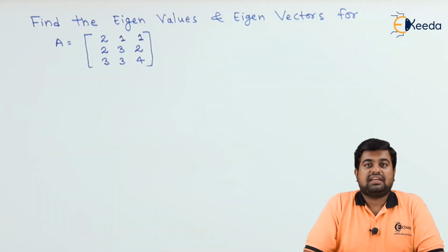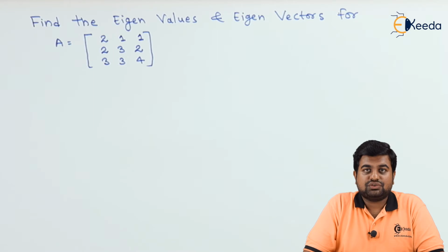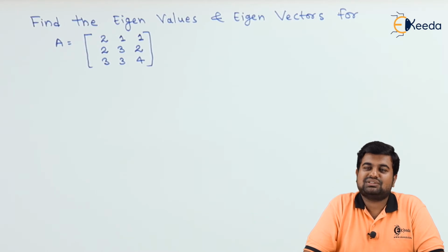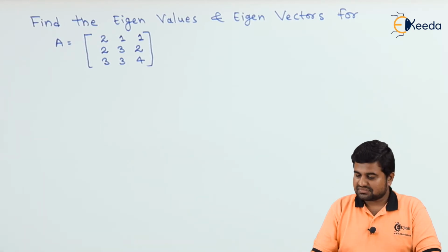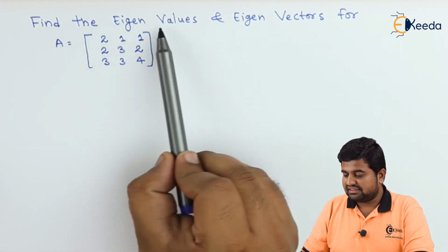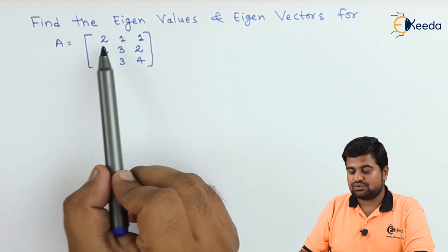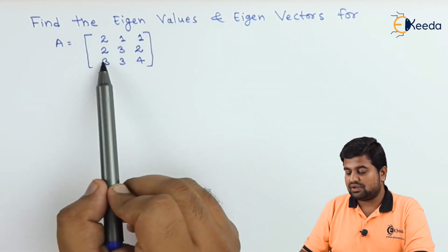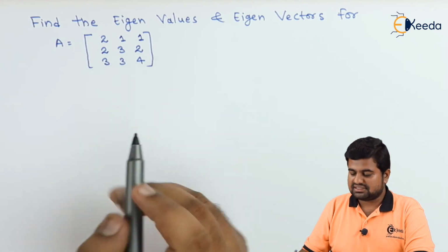Let us come to 3 by 3 matrix again, where we have got eigenvalues which are repeated. In the previous sum which we saw, it was eigenvalues which were not repeated. So let us continue with the eigenvalues repeated and let us find out what are the eigenvalues and eigenvectors for the same. So we have got, find the eigenvalues and eigenvectors for A is equal to 2, 1, 1, 2, 3, 2 and 3, 3, 4.